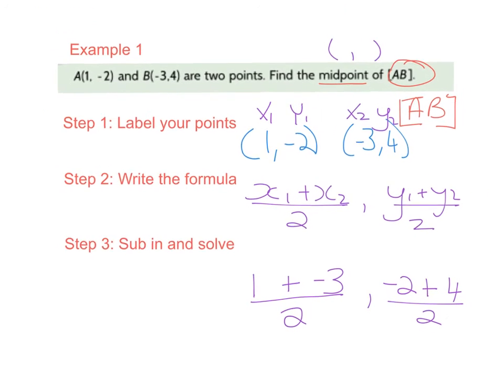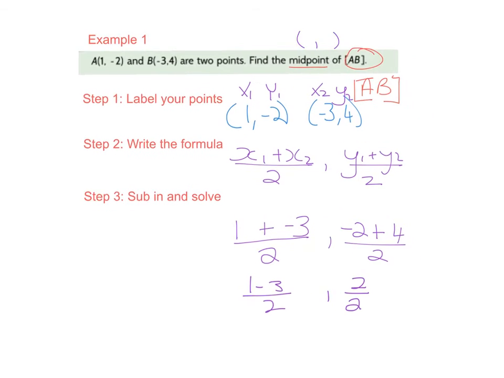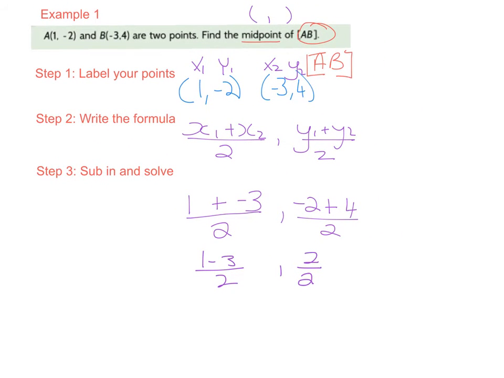All right, we do a little bit of tidying up now. So it is 1 plus -3 becomes 1 minus 3, all over 2, comma, -2 plus 4 is going to give me 2 all over 2, and I can then just tidy this up a little bit. So we have 1 minus 3 gives me -2, and so I have -2 over 2, which I can break down to -1.